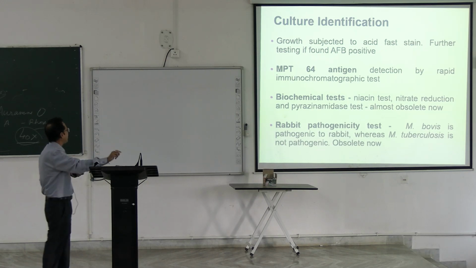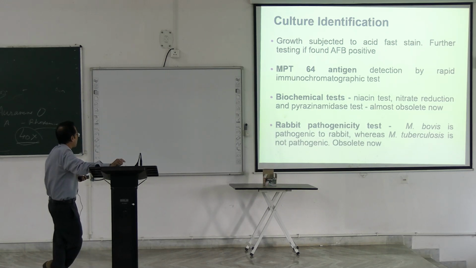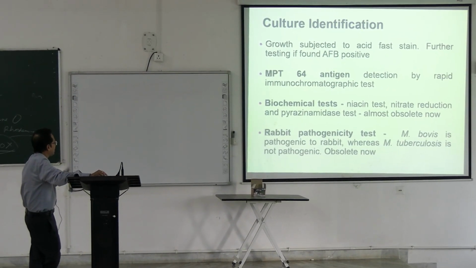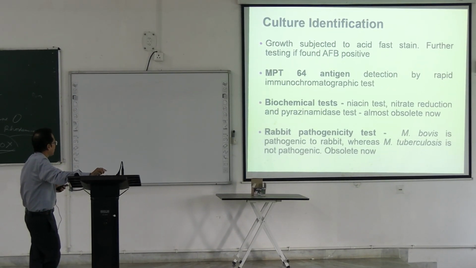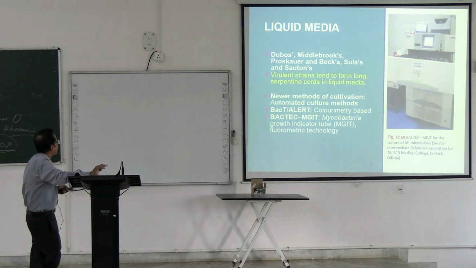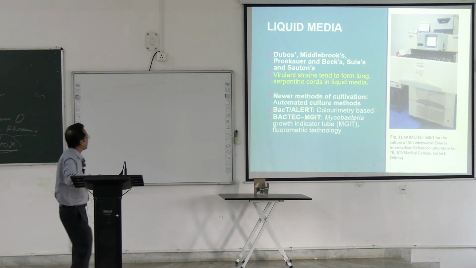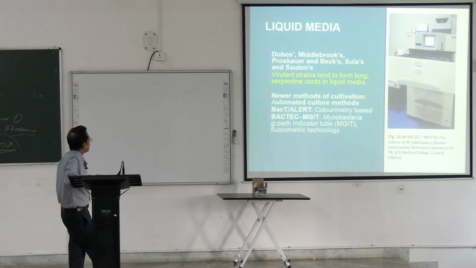MPT64 antigen detection by rapid immunochromatographic test from the growth. Rabbit pathogenicity test: Mycobacterium bovis is pathogenic to rabbit, Mycobacterium tuberculosis is not pathogenic; these are not done nowadays. Some biochemical tests, niacin, nitrate reduction and pyrazinamidase test, are almost obsolete nowadays. Liquid media examples are Middlebrook 7H9, Dubos and Sutton's media.